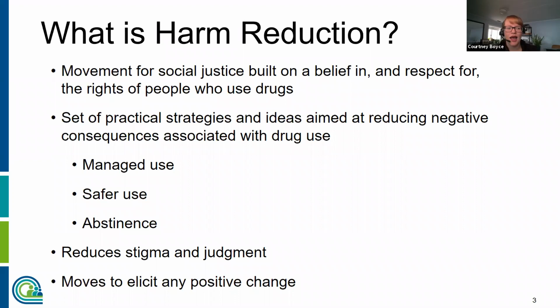So we talk about harm reduction a lot, but what is it? Harm reduction is a movement for social justice that's built on the belief in and respect for the rights of people who use drugs. So that's the overarching theory, but how does that actually come into play?